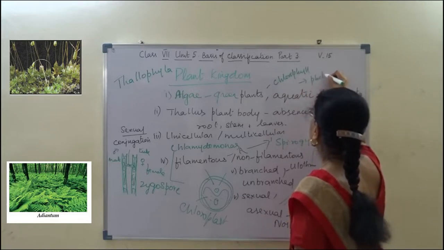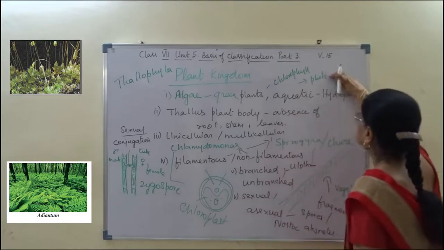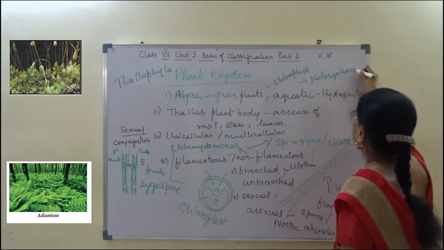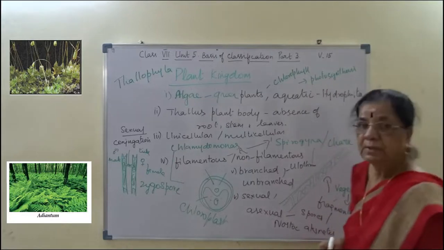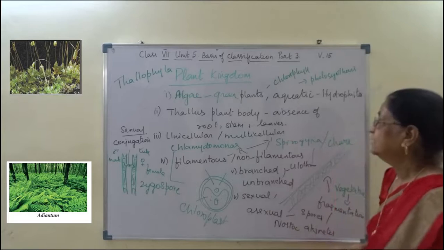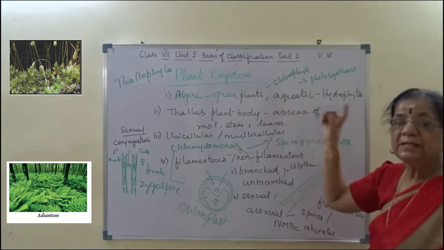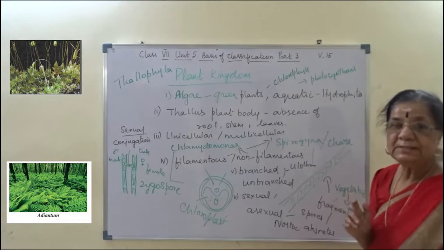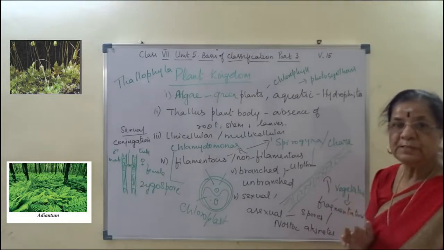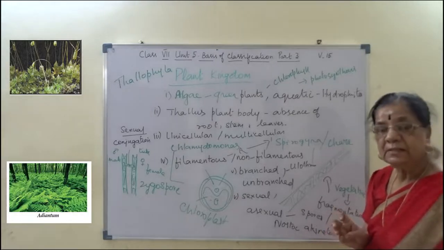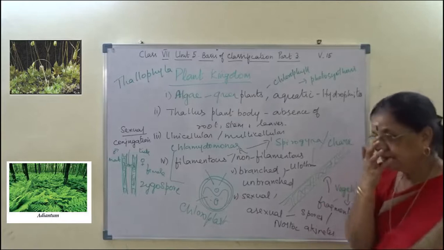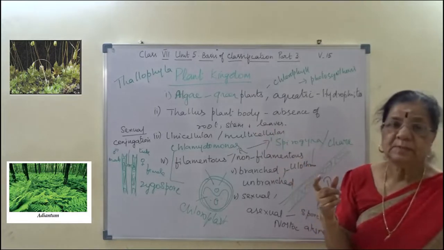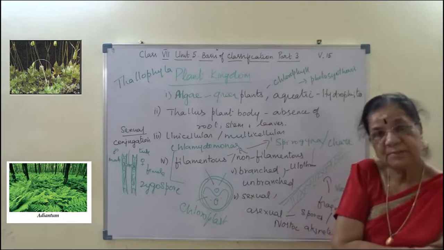So they take part in photosynthesis. They are capable of doing photosynthesis, so they can prepare their own food. I hope you understand. I repeat, algae are green plants. As they are green, they contain chlorophyll, and as they contain chlorophyll, algae can prepare their own food by the process of photosynthesis. In these aquatic forms, chlorophyll pigments are predominantly present.